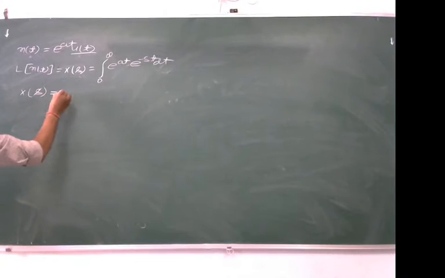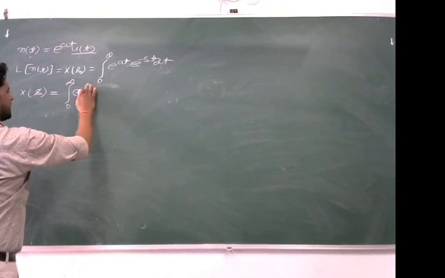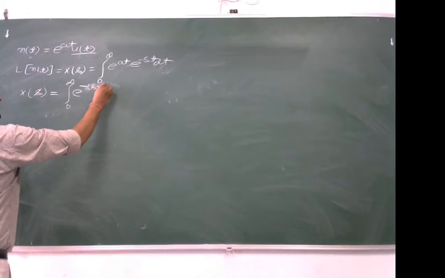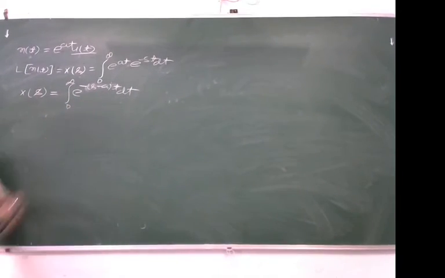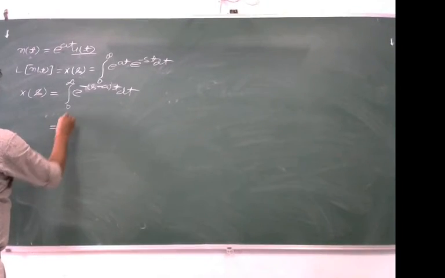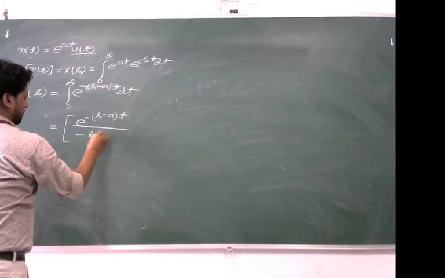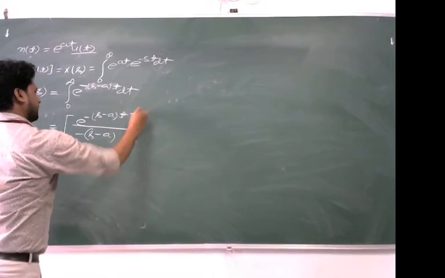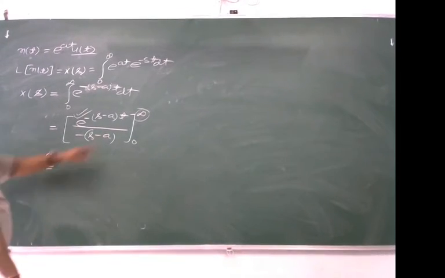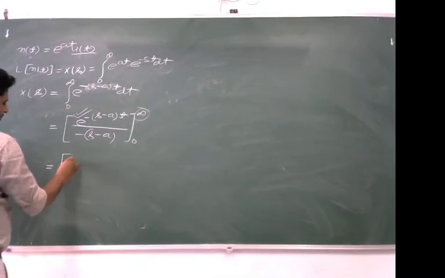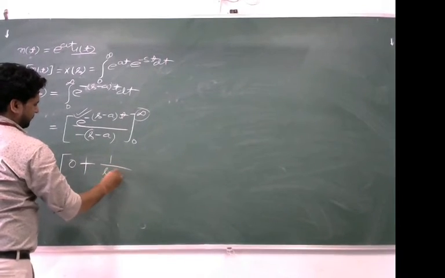This becomes the integral from 0 to infinity of e^(a-s)t, or we can write it as e^(-(s-a)t) dt. After integration this becomes e^(-(s-a)t) divided by minus (s minus a), evaluated from 0 to infinity. Putting infinity, e^(-infinity) means 0, minus 1, and the minus is already there, so this becomes plus 1 upon s minus a.